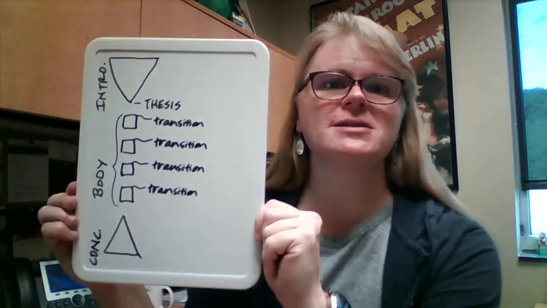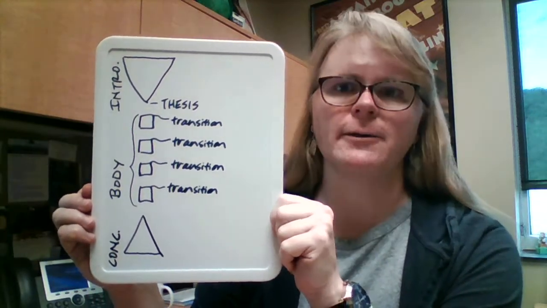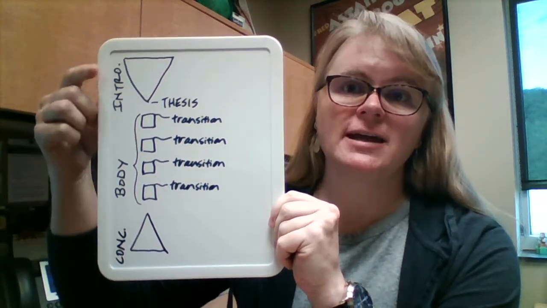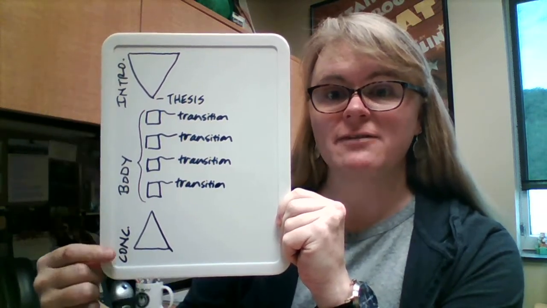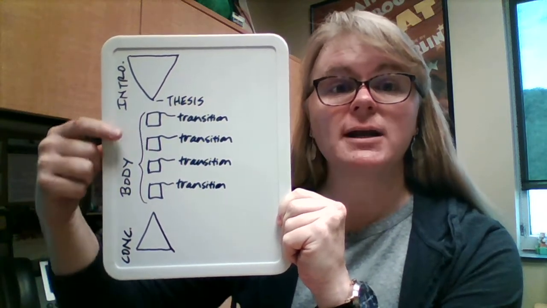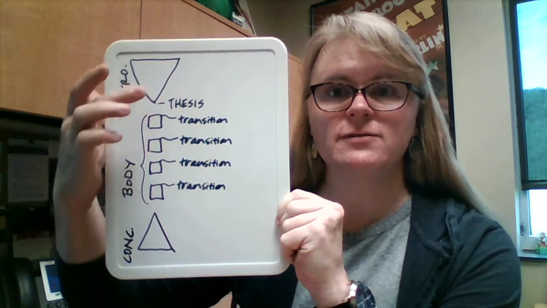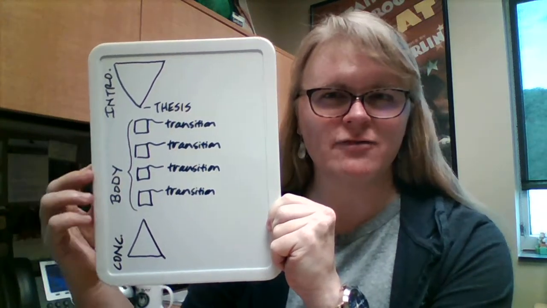So I like to think about it in terms of these shapes and the way the essay hangs together. The first paragraph of the essay is always the introduction paragraph. The last paragraph is the conclusion. In between are the body paragraphs. And so I've used these shapes to show what they do and how they function.